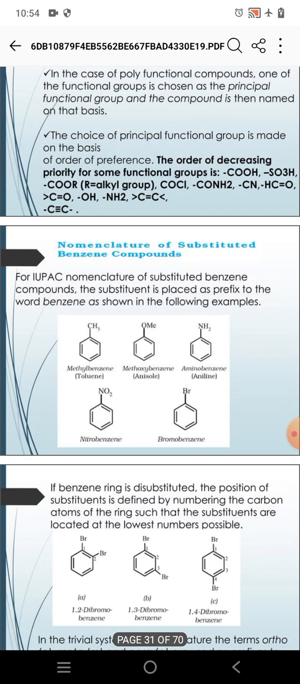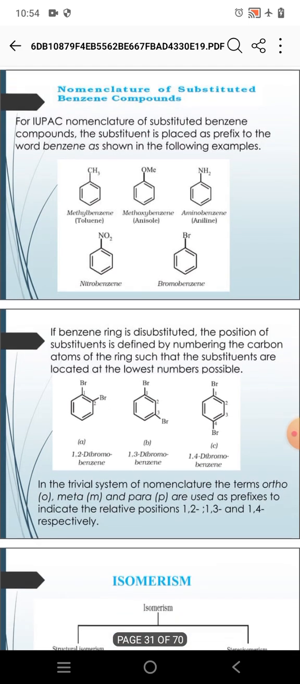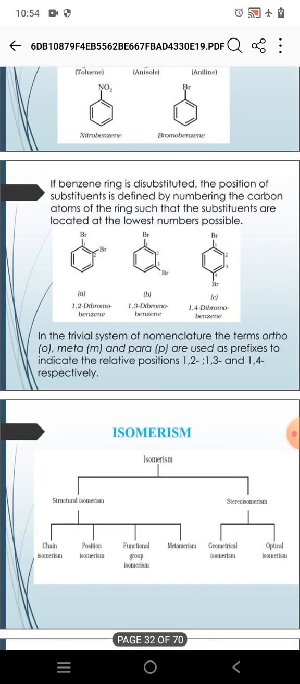Nomenclature of substituted benzene compounds. For IUPAC nomenclature of substituted benzene compounds, the substituent is placed as a prefix to the word benzene, as shown in the following examples. First is toluene, methylbenzene, another is anisole, methoxybenzene, another is aniline, aminobenzene, and nitrobenzene and bromobenzene, and so on.